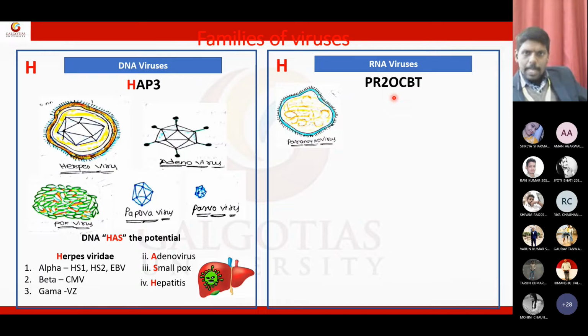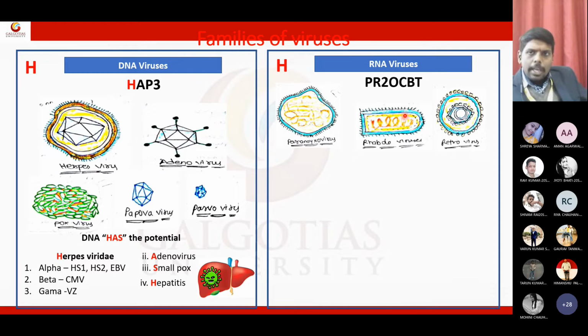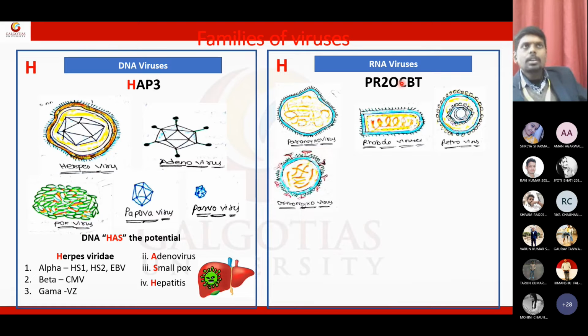P stands for Paramyxoviridae. Then R square, PR square: that means Rhabdoviridae and Retroviridae. Then we have O, which stands for Orthomyxoviridae. Then C. Can anyone guess what C means?